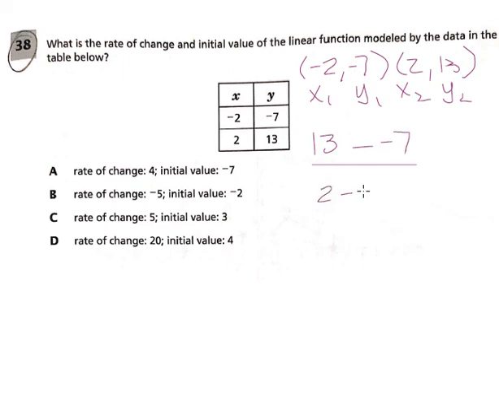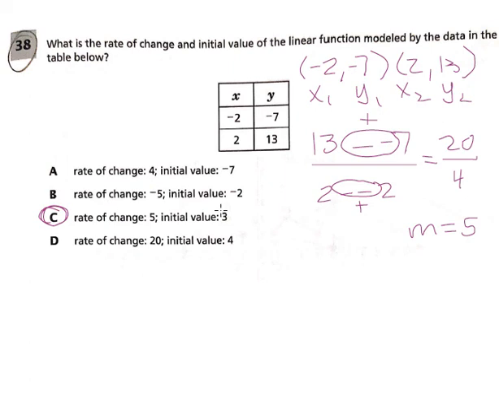This is going to be 2 minus negative 2. So again, that is important because this is actually 13 plus 7, which is 20. This is going to also become plus. So 2 plus 2 is 4. So we know that 20 divided by 4 gives us a slope of 5. So we already have an answer here, but because we are good mathematicians, we're going to finish the problem.